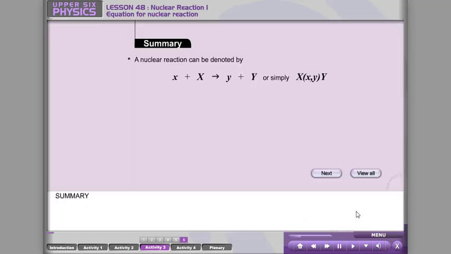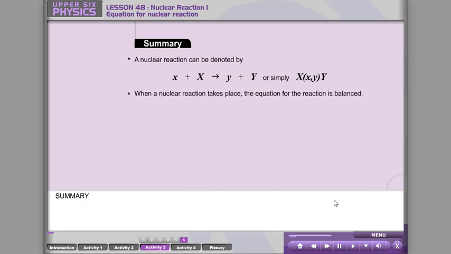Summary: a nuclear reaction can be denoted by X plus x to Y plus y, or simply X(x, y)Y. When a nuclear reaction takes place, the equation for the reaction is balanced.